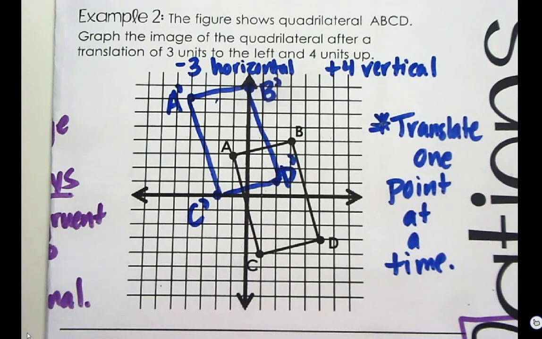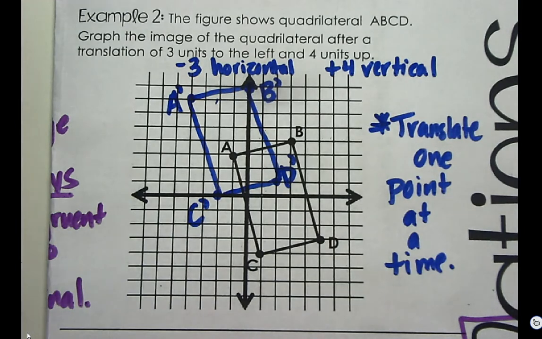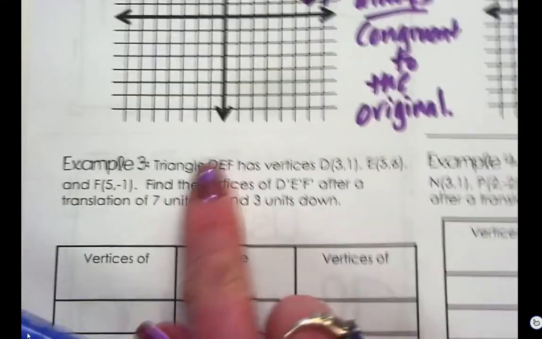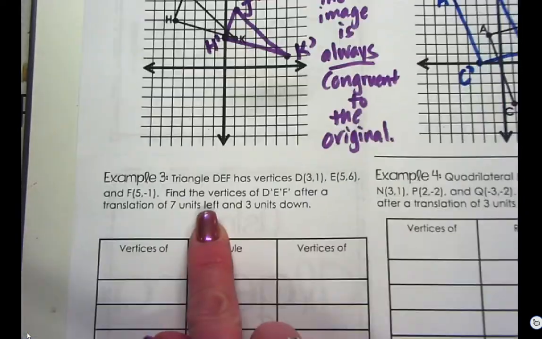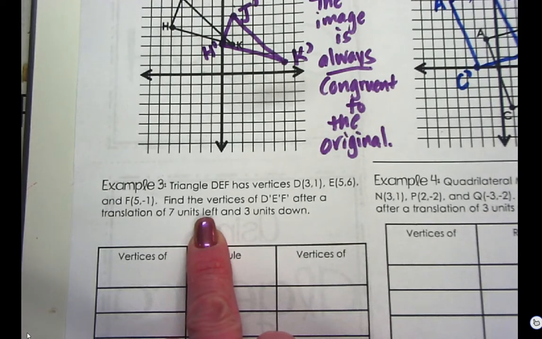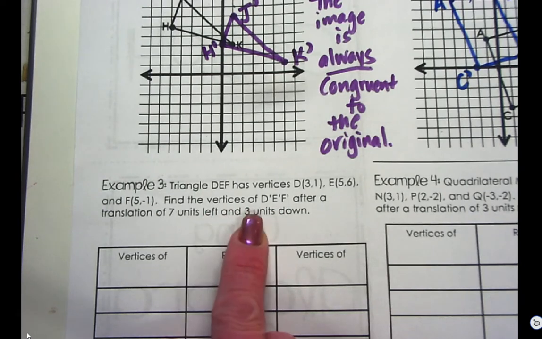Okay, so on the bottom, it has us using algebra, and I'm going to connect the algebra for you. And I'm going to also see if we can do this on the grid at the same time. So let's look at example 3, which is right below the first example. Example 3 says triangle DEF has vertices D 3, 1, E 5, 6, and F 5, -1. Find the vertices after a translation, 7 units left and 3 units down.